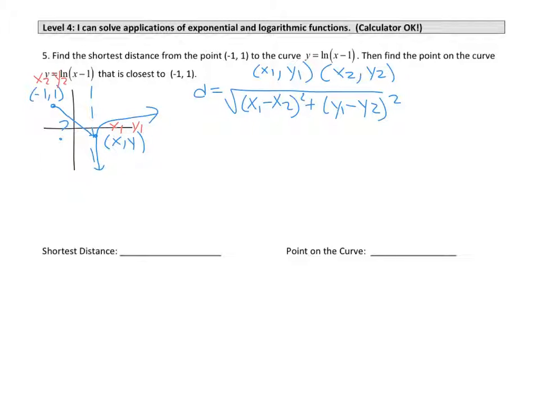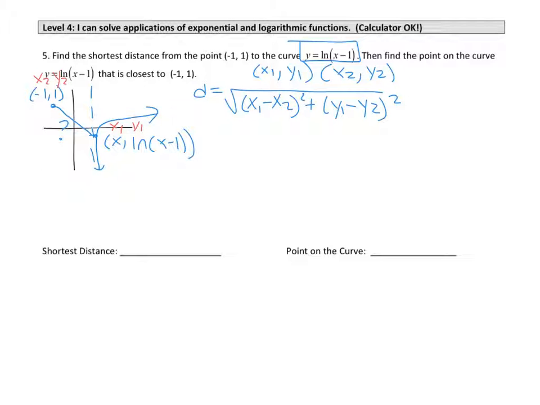But I want to only have this be in terms of one variable. So I want to replace y with an expression for y in terms of x. And so since this mystery point, this x, y pair, is on the curve y equals natural log of x minus 1, I can replace y with the function natural log of x minus 1. So I'm going to erase that y and instead use natural log of x minus 1. That's an expression for y in terms of x.